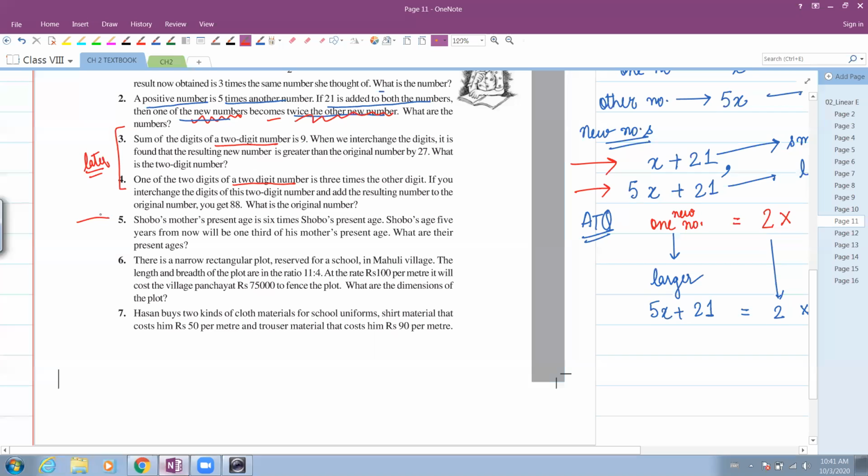I would like to discuss 5th question right now. They're talking about Shobo's mother's present age. They are saying her present age is 6 times Shobo's present age. So let's ignore the name of the person here and focus on what's given. So they are saying mother's present age is 6 times that child's present age.